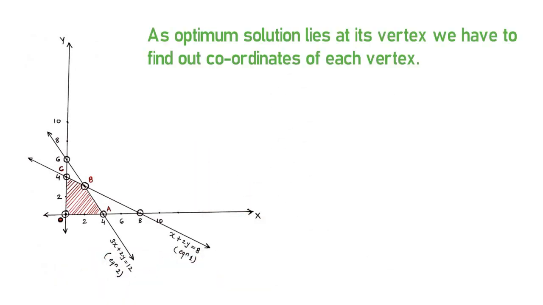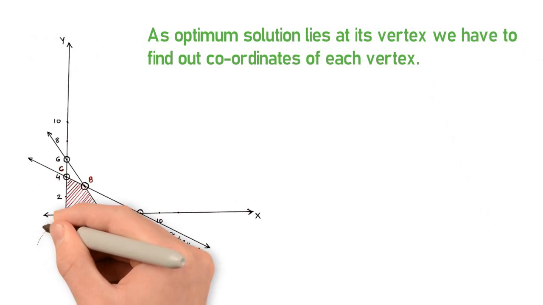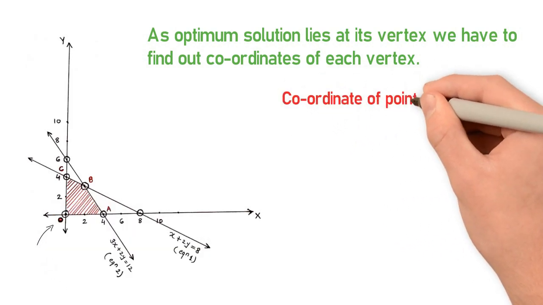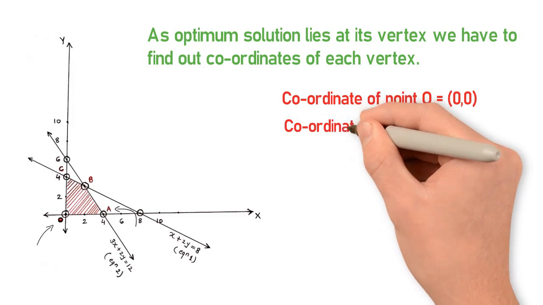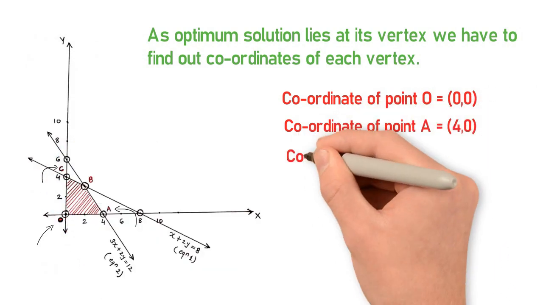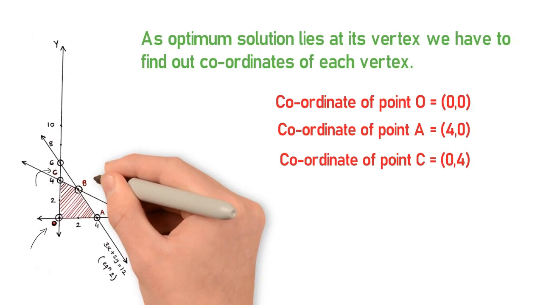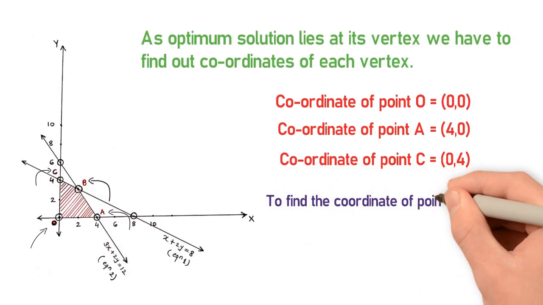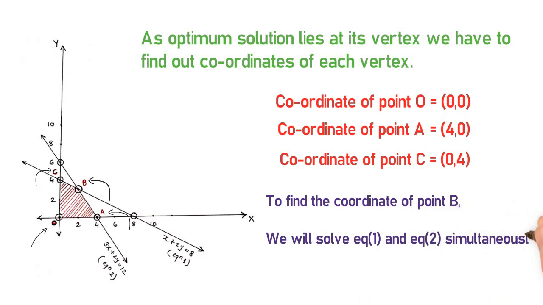As the optimum solution lies at a vertex, we have to find the coordinates of each vertex. So the coordinates of origin O are 0, 0. Point A lies on the x-axis, so the coordinates of point A are 4, 0. In the same way point C lies on the y-axis, therefore the coordinates of point C are 0, 4. Now point B is the intersection of two equations, equation number 1 and equation number 2. So to find the coordinates of point B, we will solve equation 1 and equation 2 simultaneously.